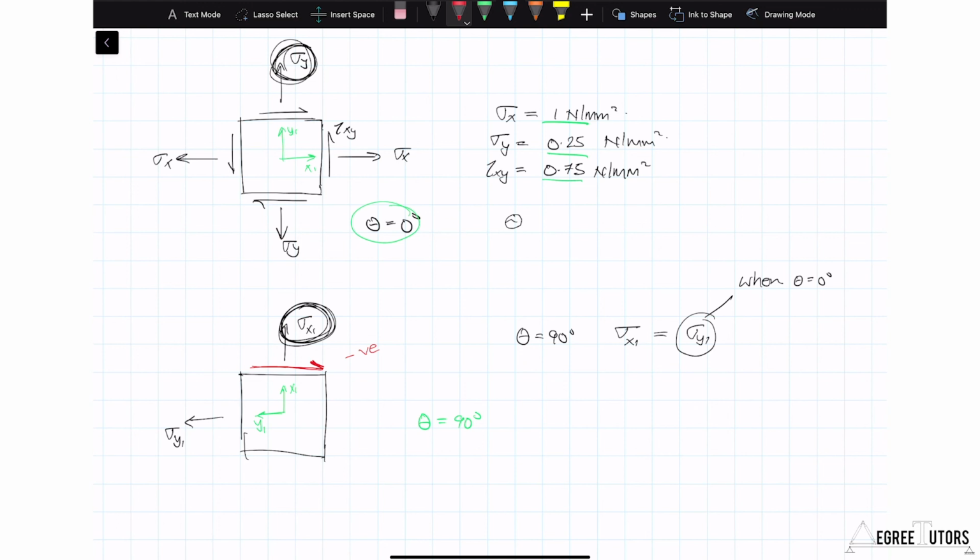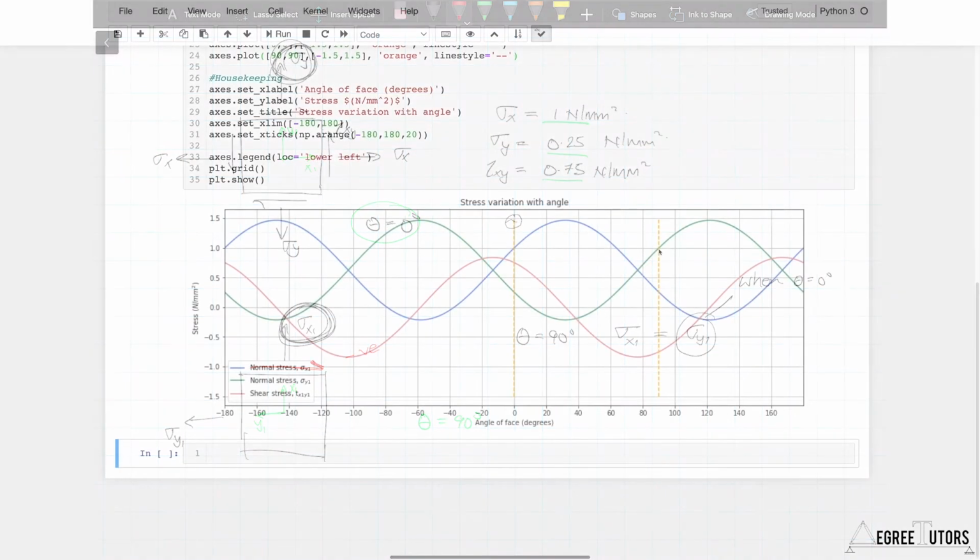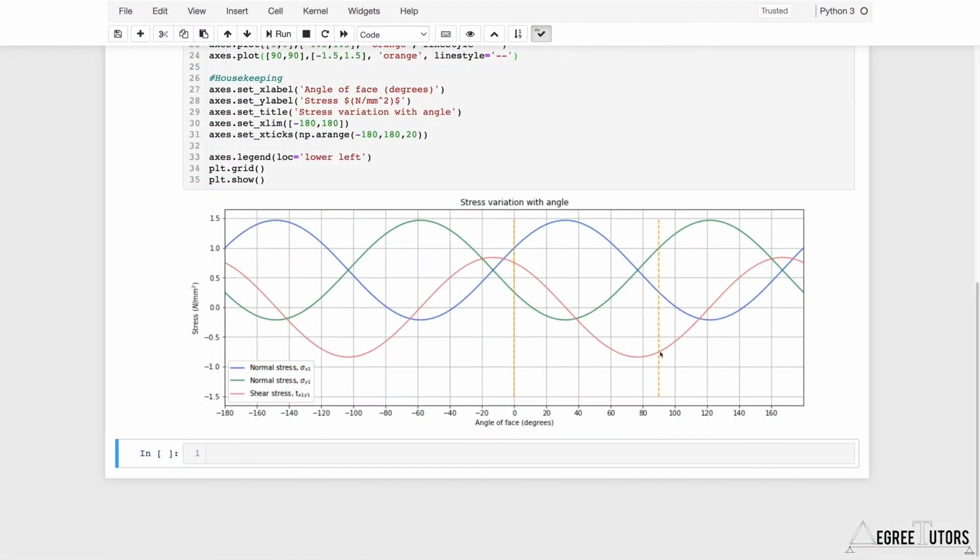And sure enough, when we go back and look at our plot of our transformation equations, we see that at that point, when theta is equal to 90 degrees, the shear stress has become negative. So it all starts to link up and make sense when we start plotting and visualizing these equations, and we combine them with what we know about our sign conventions and our transformation equations.